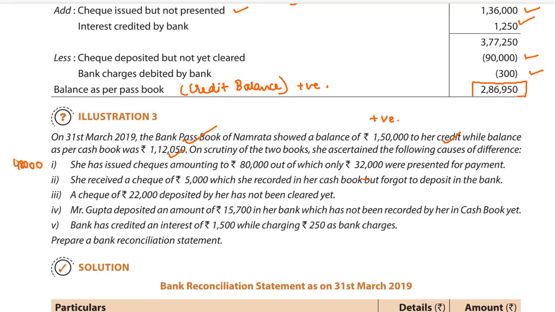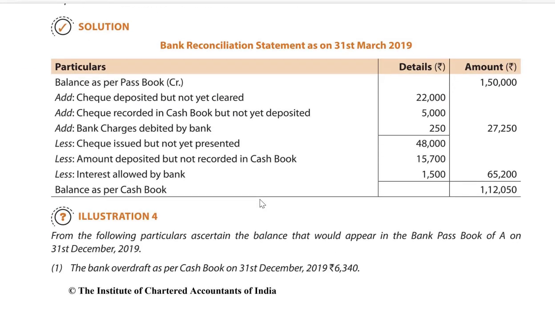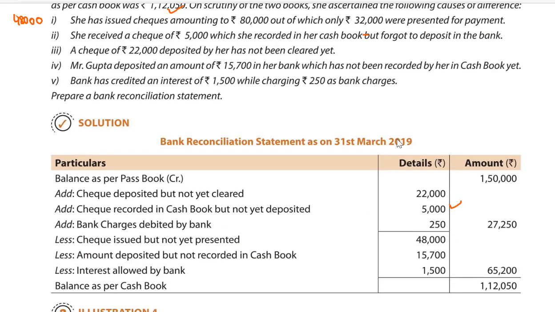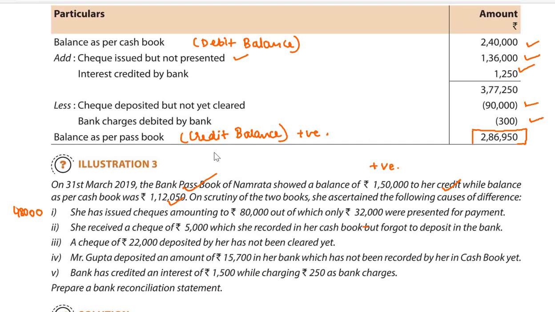So we need to add this 5,000 in the passbook. See it over here, add 5,000 in the passbook. Let's start from the beginning. 1,50,000 is the opening balance. We had written this. 80,000 minus 32,000 is 48,000.